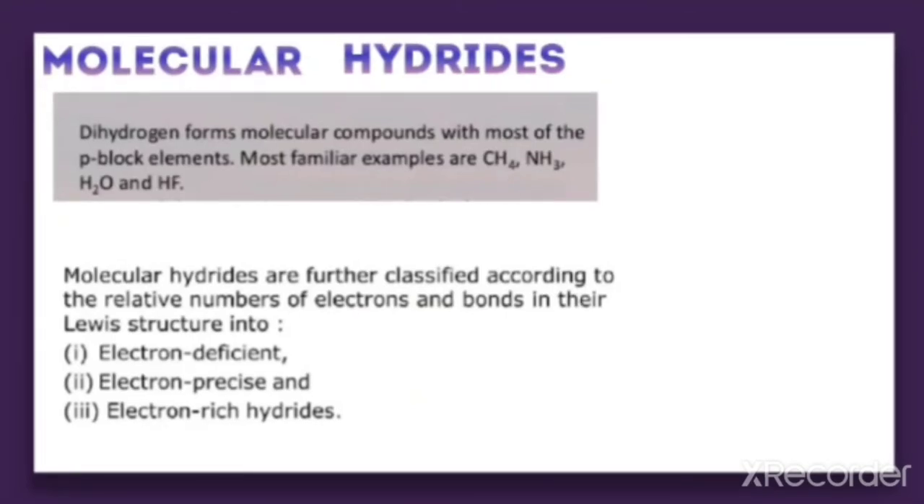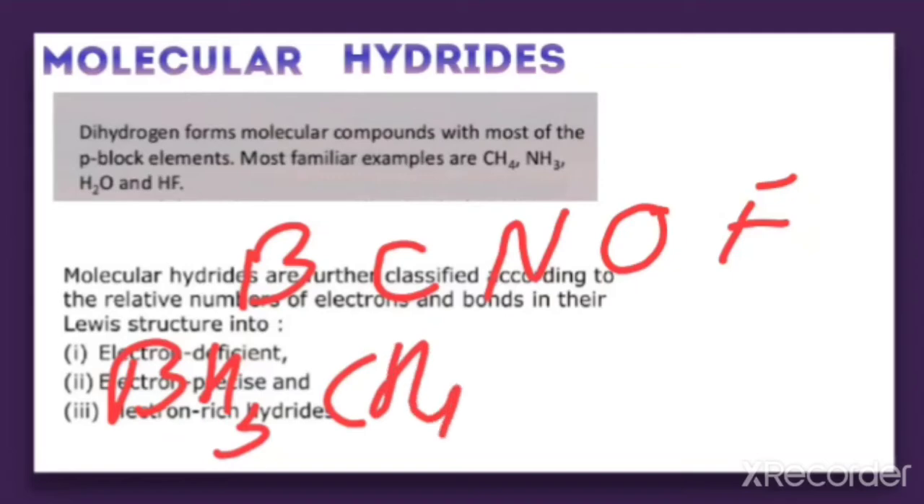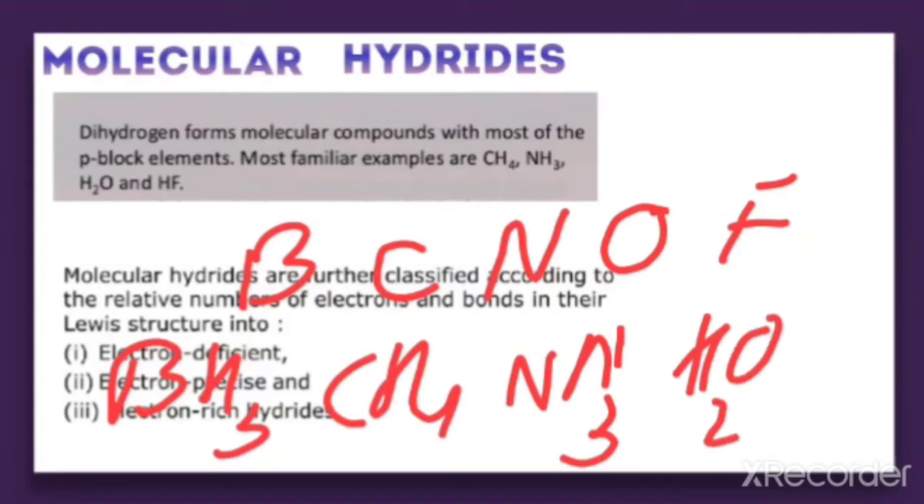Let us take some examples for electron rich, electron precise and electron deficient hydrides. We take the elements of the same period: boron, carbon, nitrogen, oxygen, fluorine. Let us make the hydrides of these: boron BH3, carbon CH4, NH3, H2O and HF.